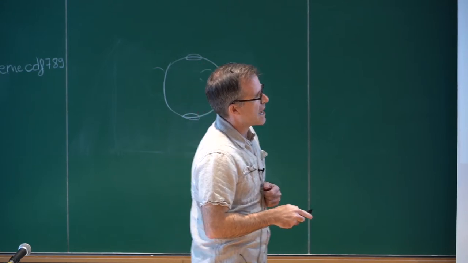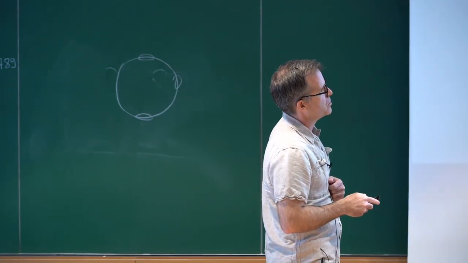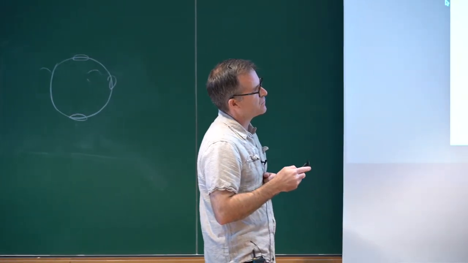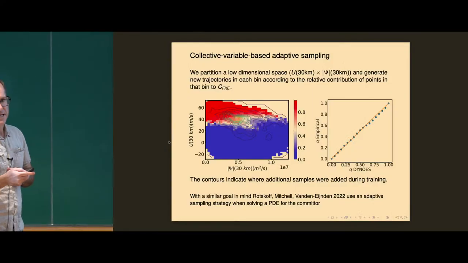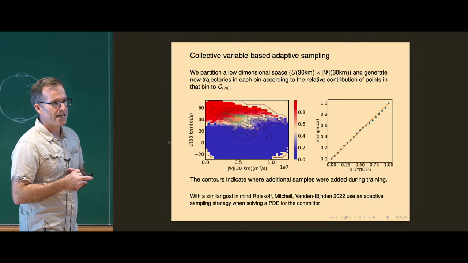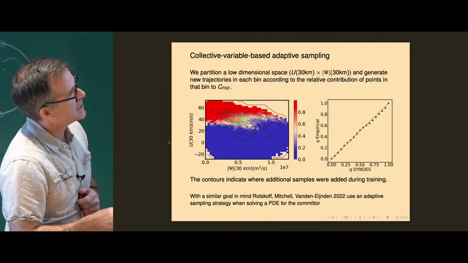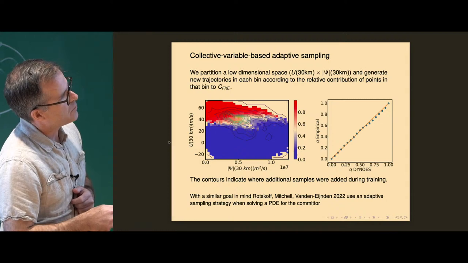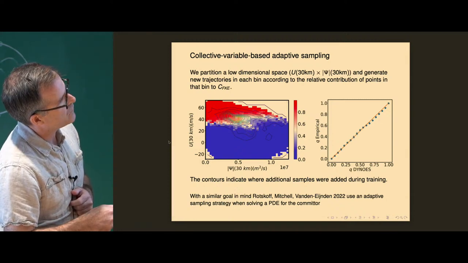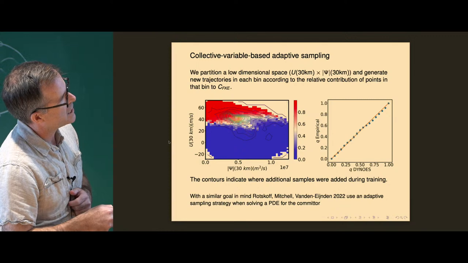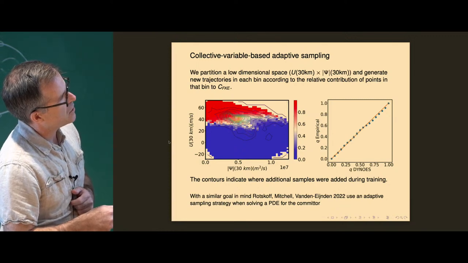This particular procedure has no justification for the neural network. It does have a justification for another scheme that I'll mention in a second. You can say that this is a sensible way to add new data. What we can say for the neural network approach is that it does add data in a place that seems physically reasonable. So if you remember the discussions of committers this morning, this is the committer.